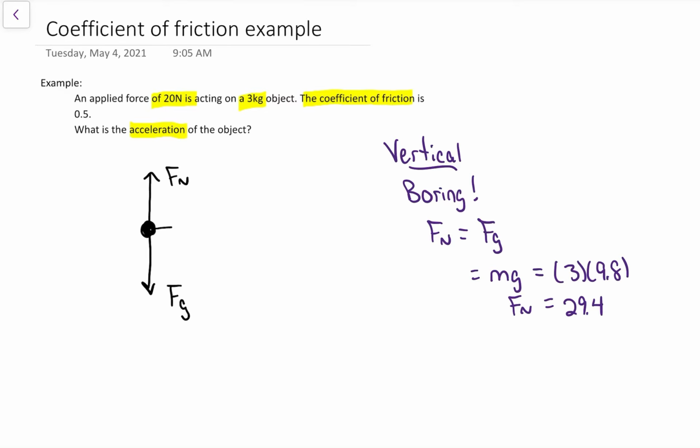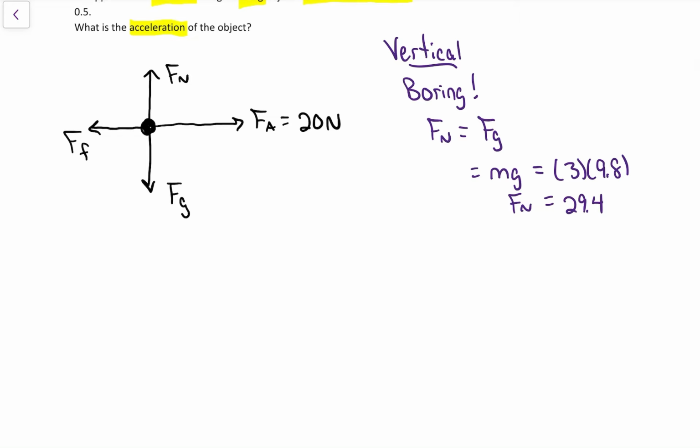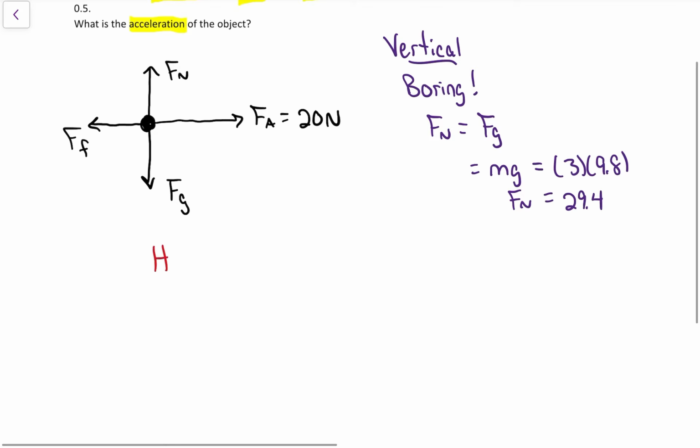Okay, back to my free body diagram. It's being pushed forward with an F applied, and we were given that number. It's 20 newtons. And because of the coefficient, I know there's friction. Friction is always in the opposite direction, so back there. I'm going to put it together and then figure it out, but you could find the force of friction on its own right off the bat. Just do that off to the side.